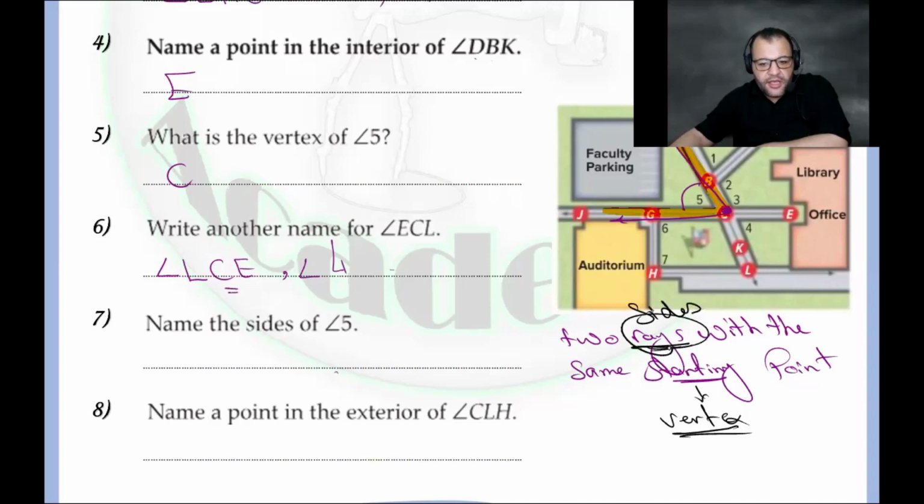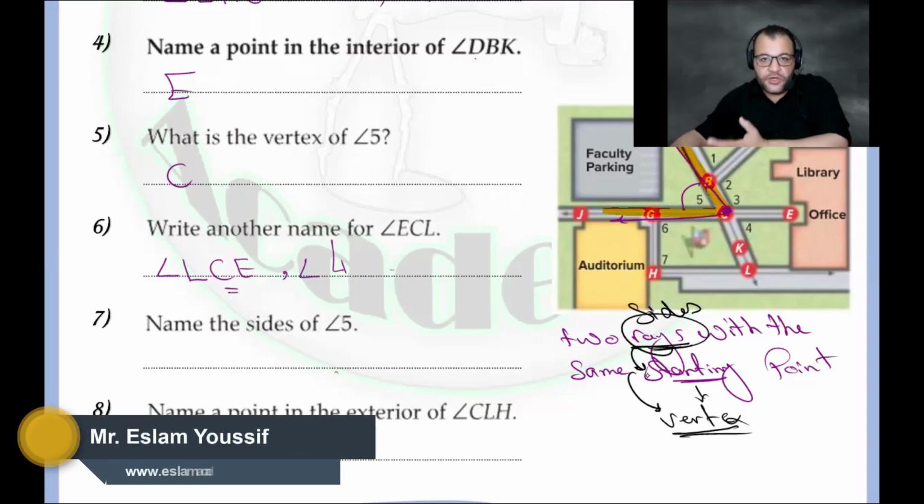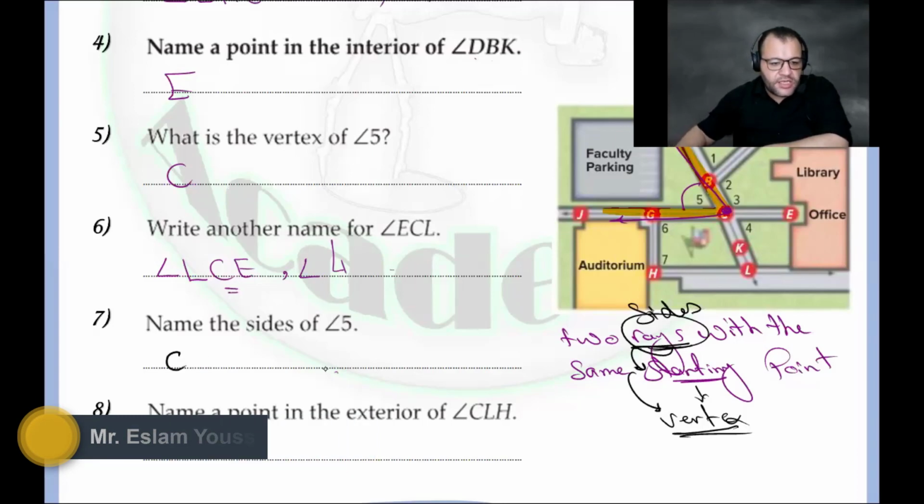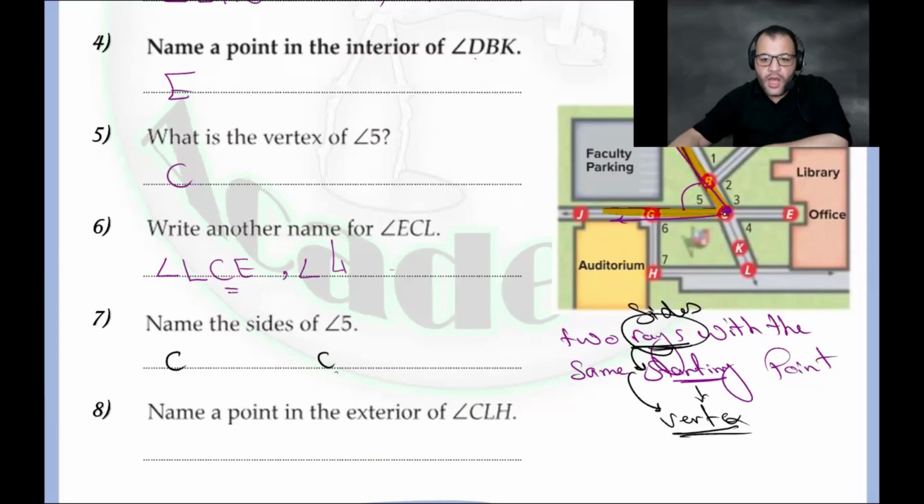So to name the ray, you need a starting point, which is the vertex. When you need to find the name of the sides, it means finding the name of the rays. So what is the vertex here? C. So you have to write C, the starting point. I'm starting from C and moving in the direction of G, so that's the first ray. I'm starting from C and moving in the direction of B, so that's the second one. You understand how we can write this?